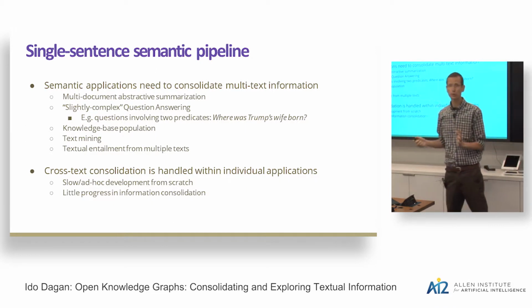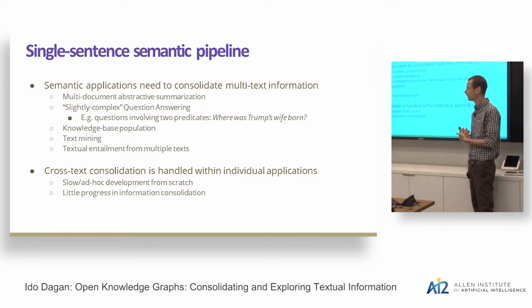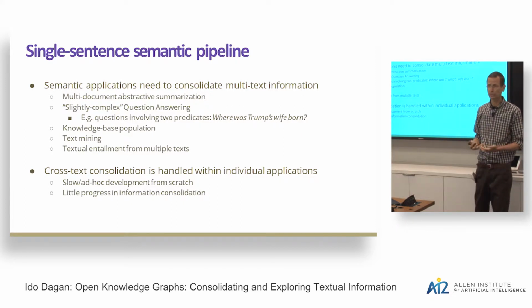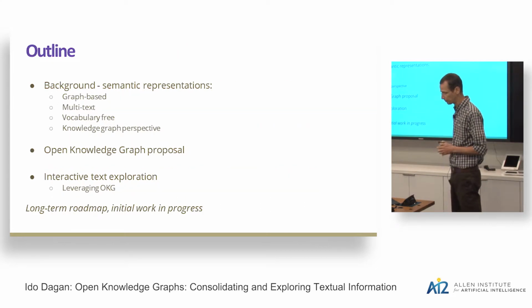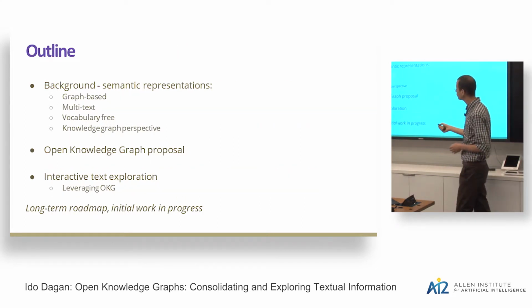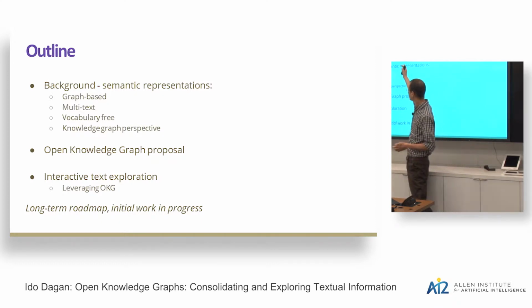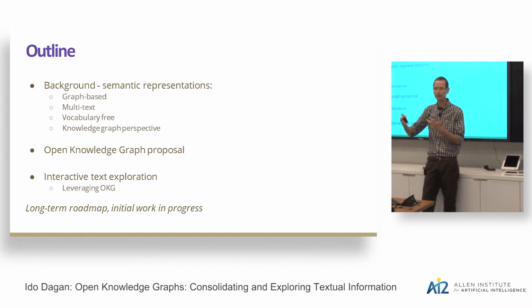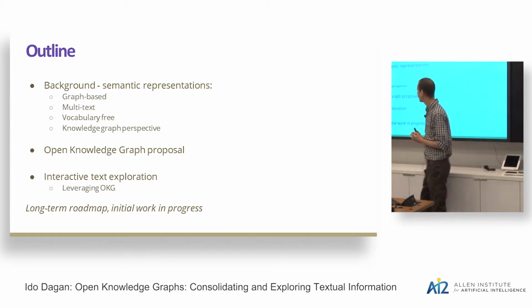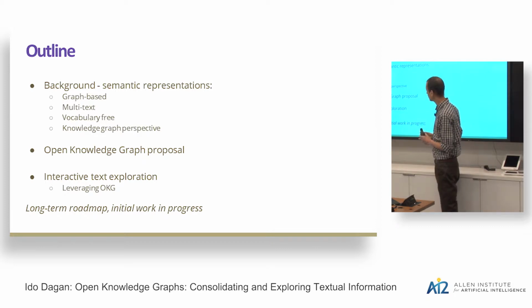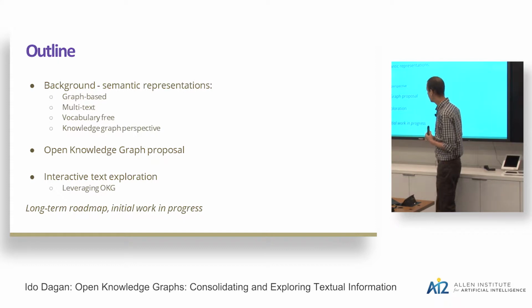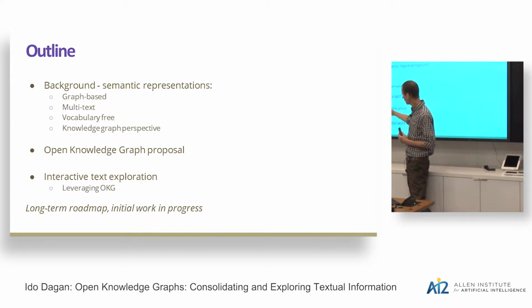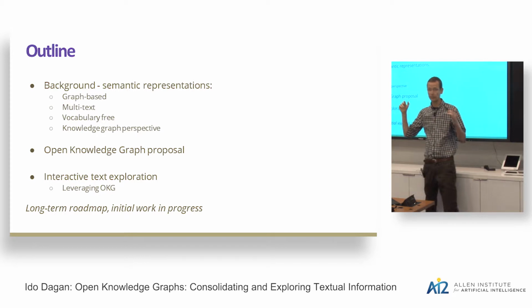Okay, so these are two motivations. We'd like to see whether we can be more theory neutral, vocabulary free, and approach the multi-text level. So the outline would be as follows. First, there's nothing new under the sun. You just compose ideas that were floating around. So I'll talk about some background that's related to our paradigm. Then I'll present our proposal for open knowledge graphs. And finally, in the last part, I'll talk about our flagship application.